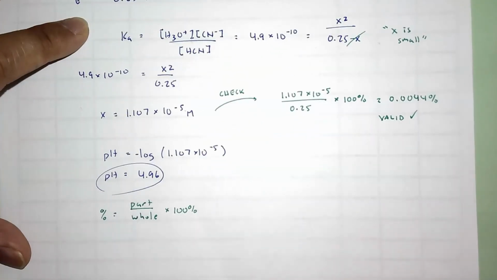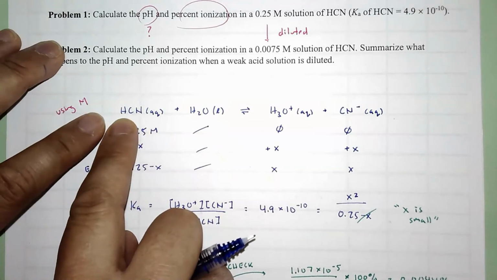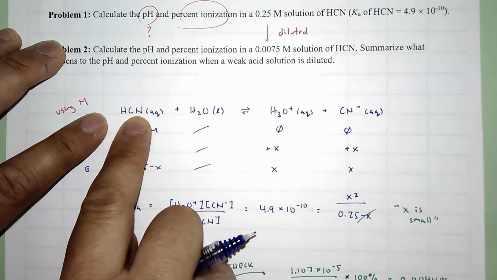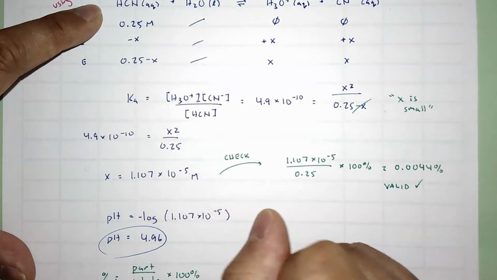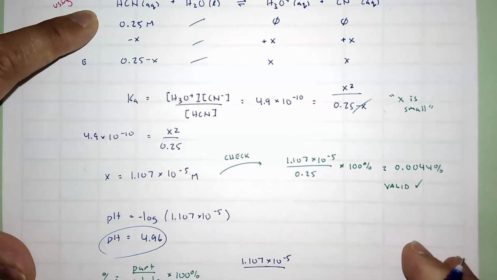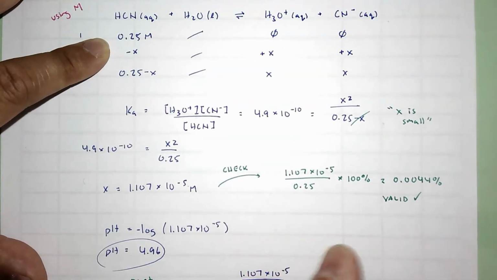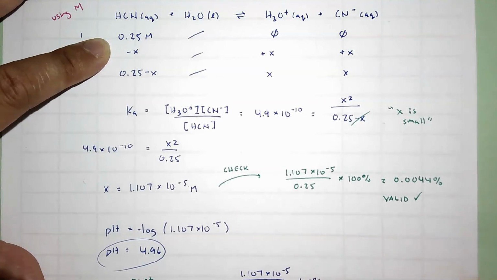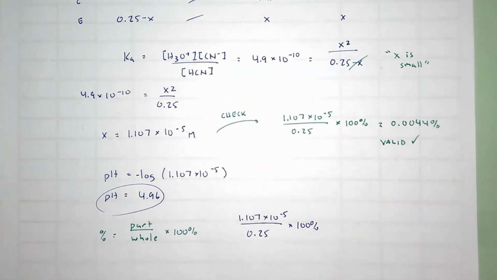And the part now is how many hydronium ions. Because if we have one hydronium ion, that means one of this molecule broke up. So the part, we are using that molarity, 1.107 times 10 to the minus 5, and the whole is what it started out as, 0.25 molar, times 100%. So I think some of you are realizing, well, isn't that the same as the check?